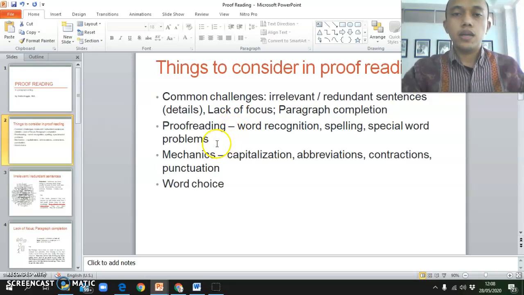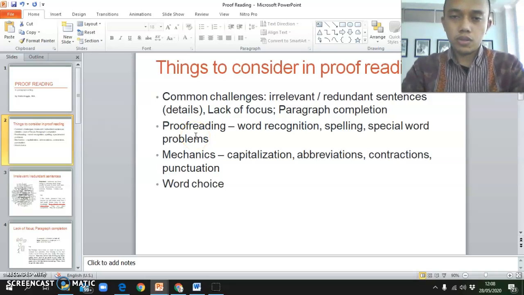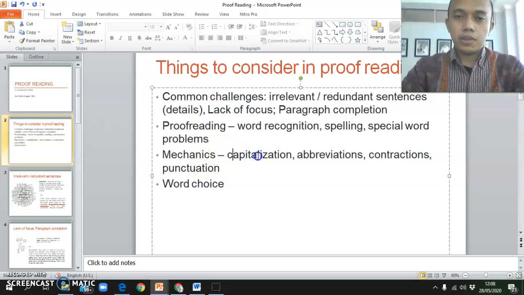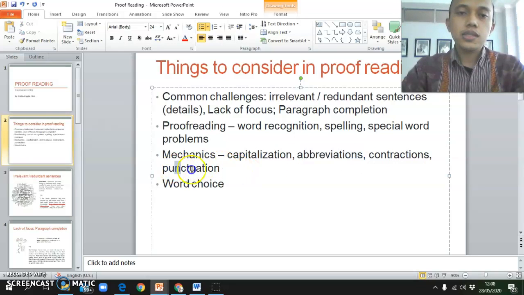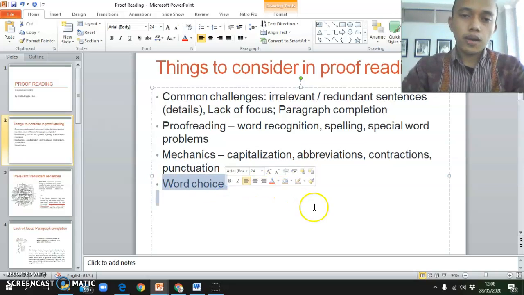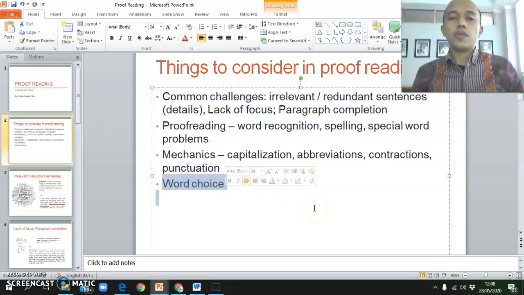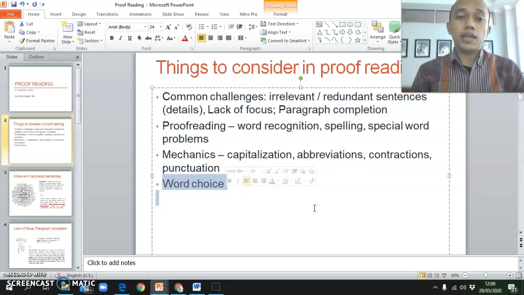And also some paragraphs are labeled as lack of focus because a part of the paragraph discusses something out of the topic, right? And in doing proofreading, as a writer, we also have to be able to recognize spelling and special word problems. We also deal with mechanics: capitalizations, abbreviations, contractions, and punctuations. And the last important one is word choice, because the way a writer chooses words in his writing will determine the way he communicates his intended meaning.